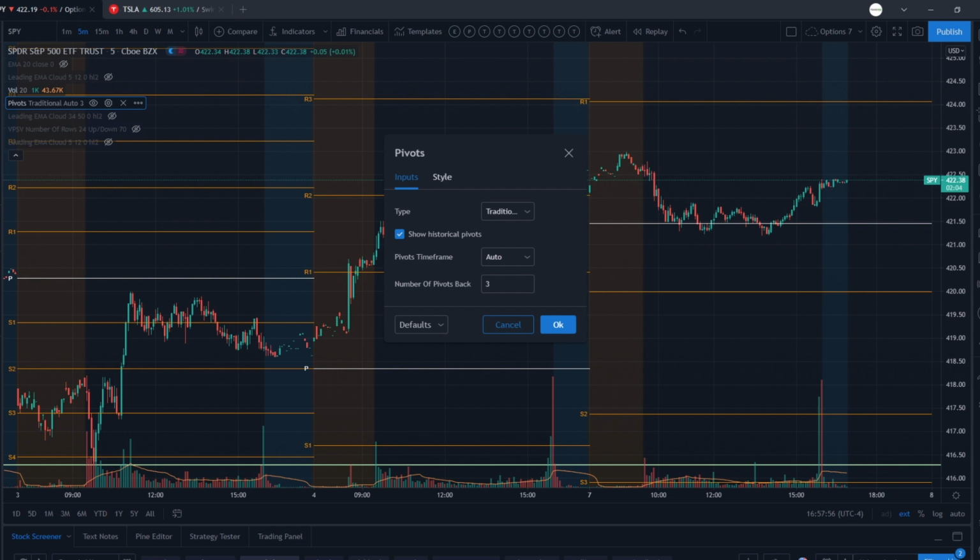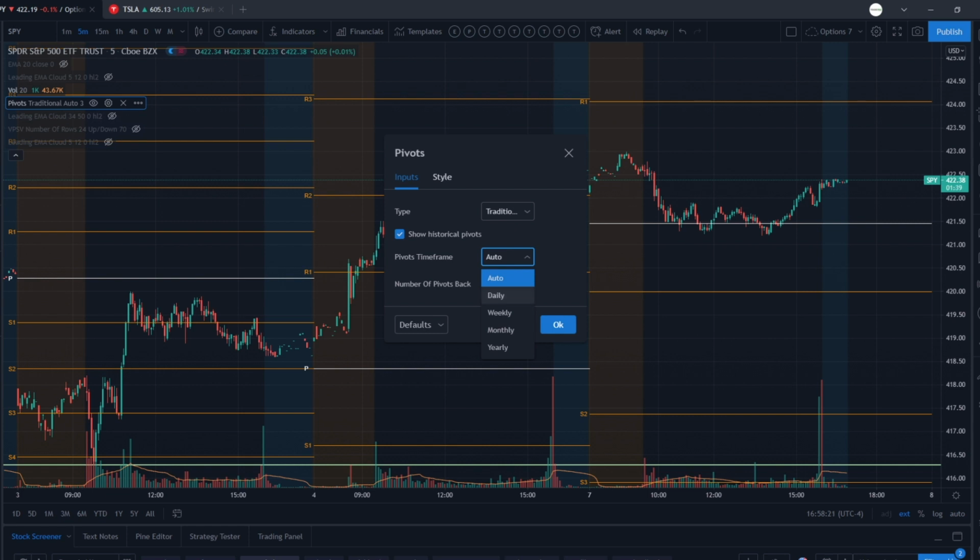And this little area right here is the pivots time frame. So if you go to auto, it will automatically draw it based on whatever time frame you've selected. That means if I'm on a 5-minute, it'll show me daily pivots. If I'm on an hourly, it'll show me weekly pivots. And if I'm on a daily, it'll show me monthly pivots. And then finally, if I'm on a monthly, I think, or a weekly, I might see the yearly pivots.